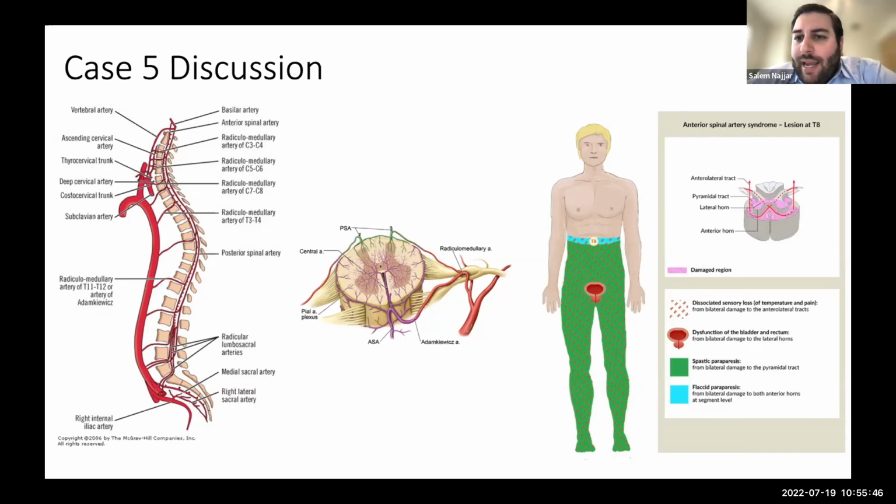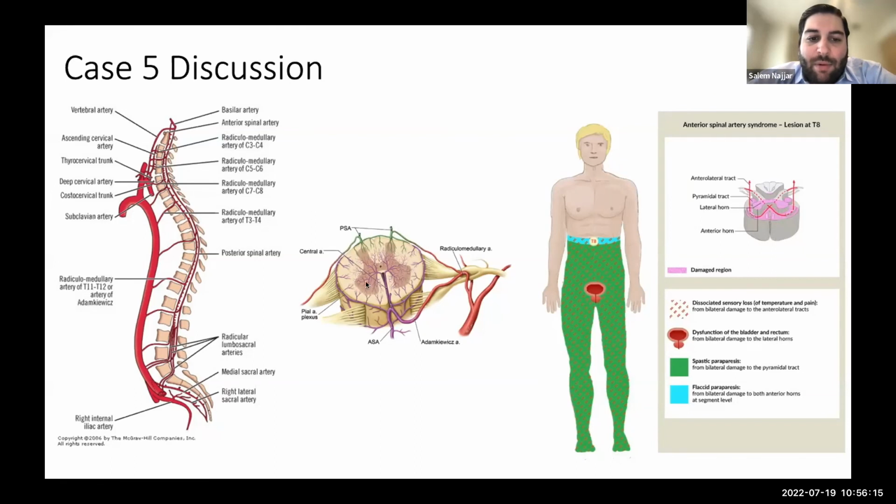Looking a little bit more at the ASA syndrome, you can see down here, you have dysfunction of the bladder and the rectum because the lateral horns are affected. We talked about how the lateral horns are implicated in autonomic innervation. You can see the damaged region here is in pink, right along this anterior portion of the spinal cord. There's also loss of temperature and pain, as we said, because we lost the spinothalamic tract that's right down here.